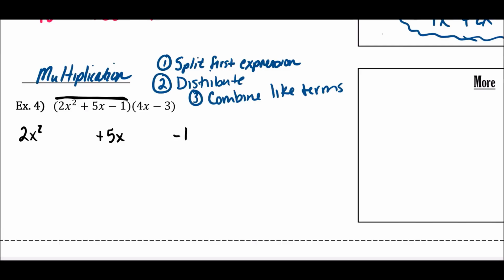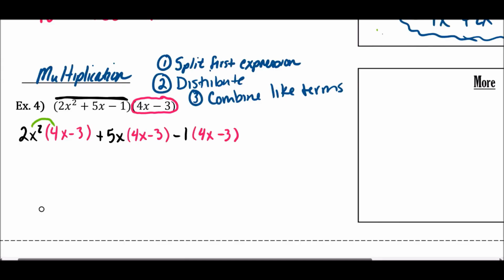Now the second step says to distribute. So let's talk about that. We're going to distribute using this second polynomial. So we're going to take that second one and we're going to rewrite it next to each of these first terms. So we have 4x minus 3, 4x minus 3, and 4x minus 3. So then, once we've rewritten it this way, now we are really ready to do the distributive property. So we're going to go back through and we're going to distribute in each of these situations.